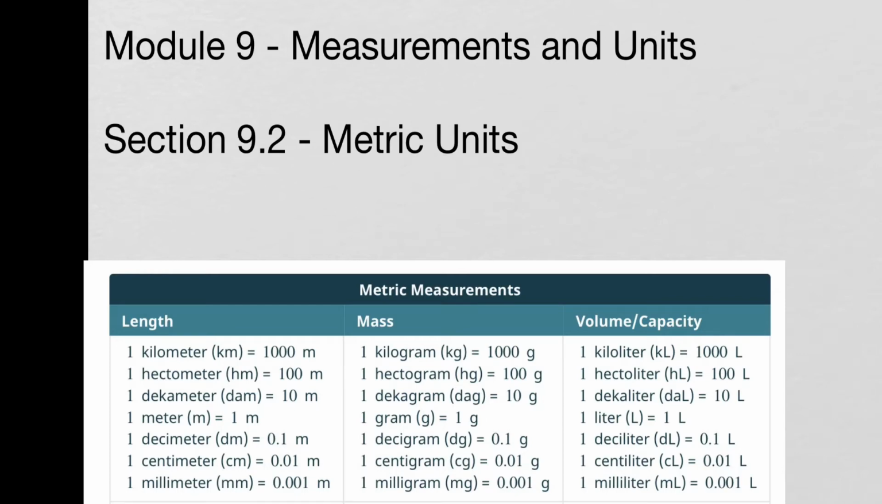In this lecture, we're going to look at the metric system. So why is the metric system useful? It's basically useful because it's based on powers of 10. So the metric system is based on powers of 10.